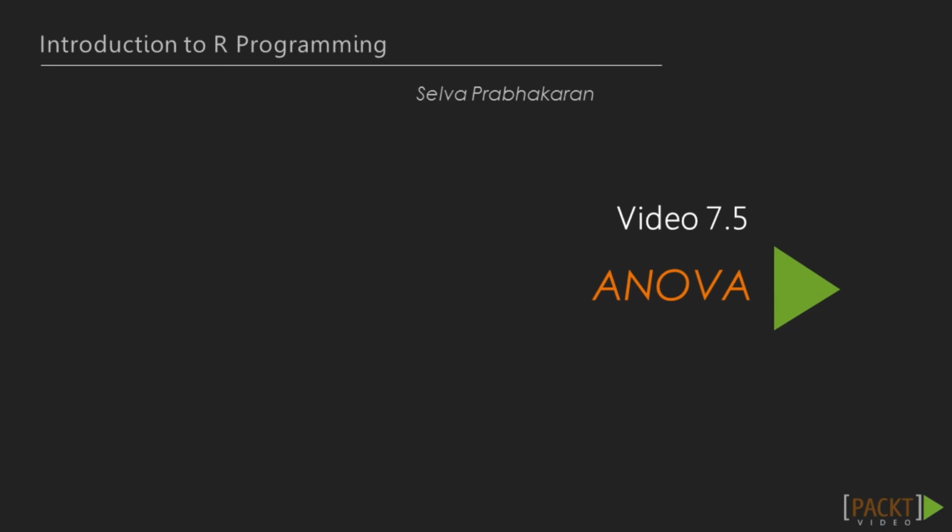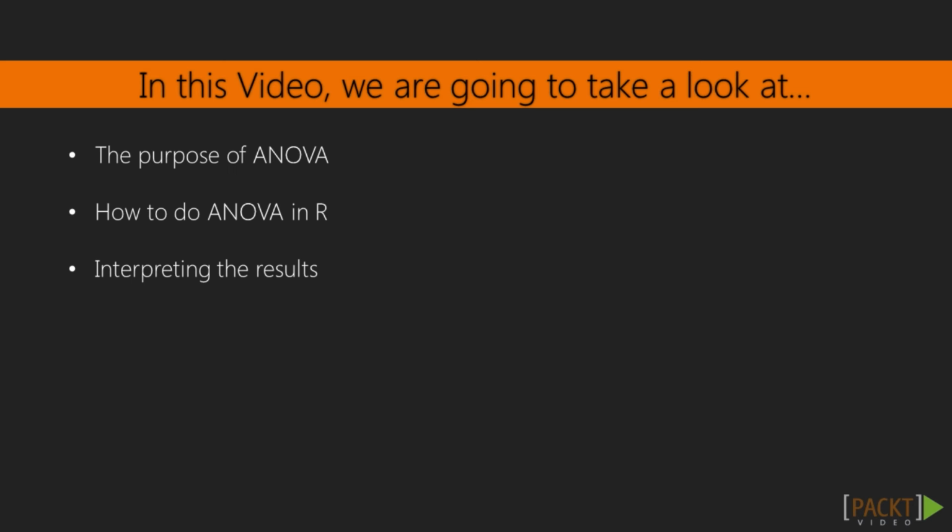Analysis of variance can be used to establish if there is a relationship between a categorical variable and a continuous variable. So, ANOVA can also be used as a tool for bivariate analysis. In this video, we will learn the purpose behind ANOVA and when it can be used, how to do an ANOVA in R, and how to interpret the results.